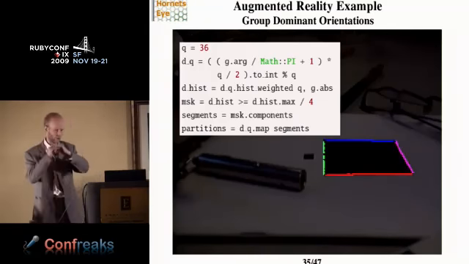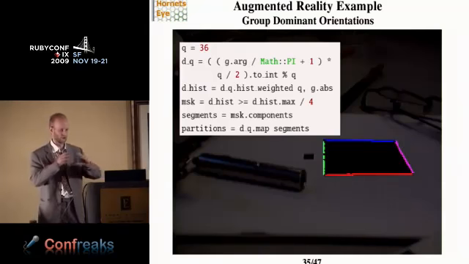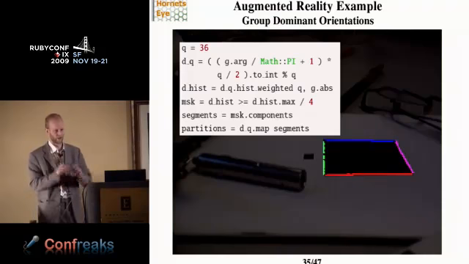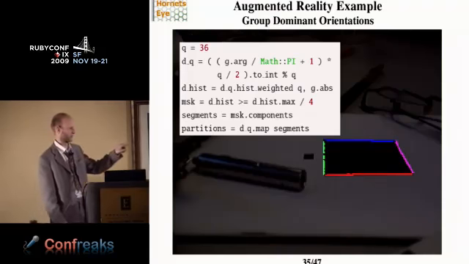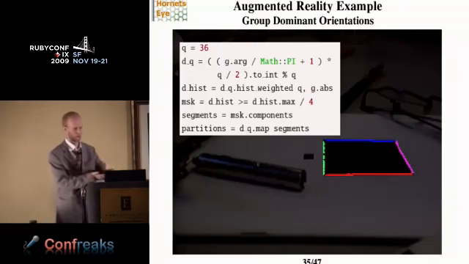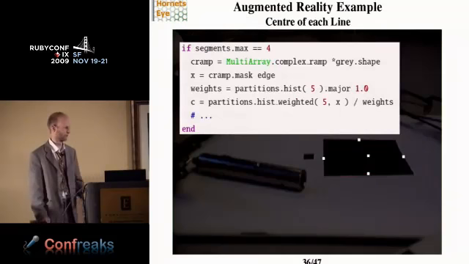So I threshold this histogram. And then I look for connected components in the resulting binary image. So if this is a rectangle, I should end up with 4 components. And in the end, I also create an array partitions, which will tell which component each gradient is belonging to. And if I have 4 dominant orientations, then I assume I found a rectangle.